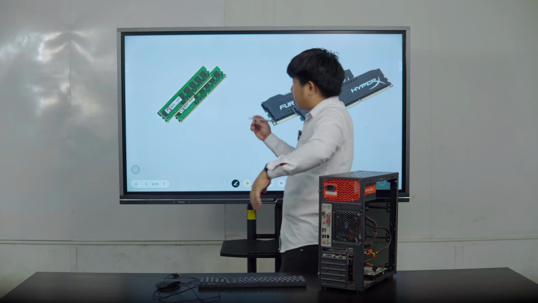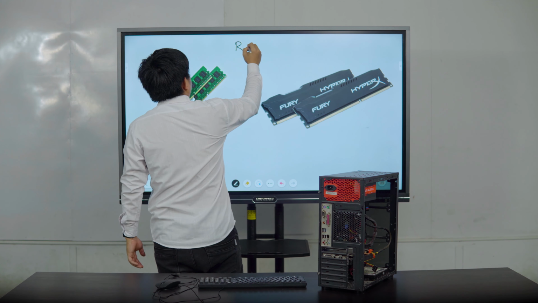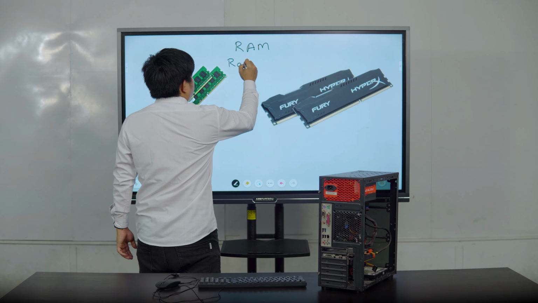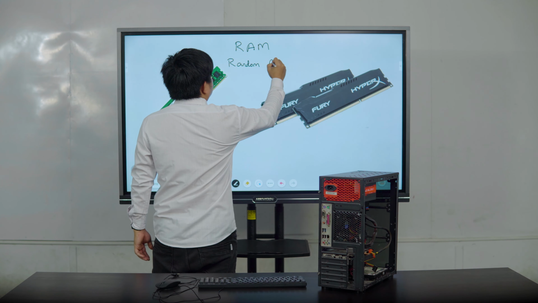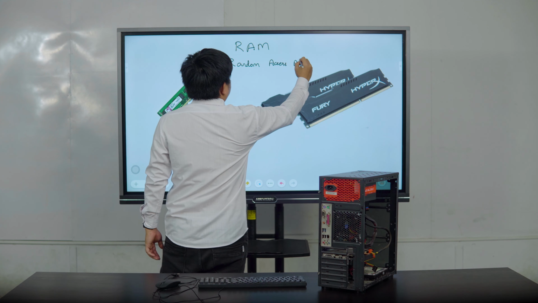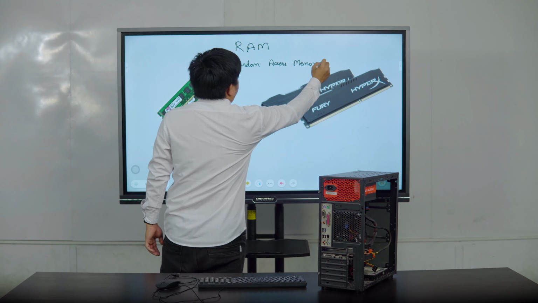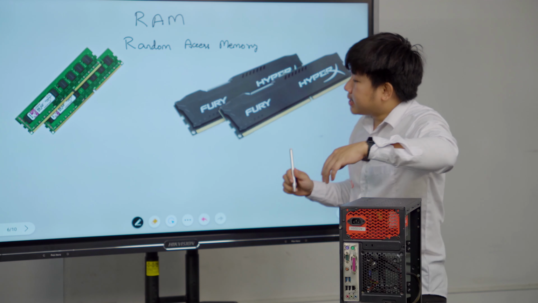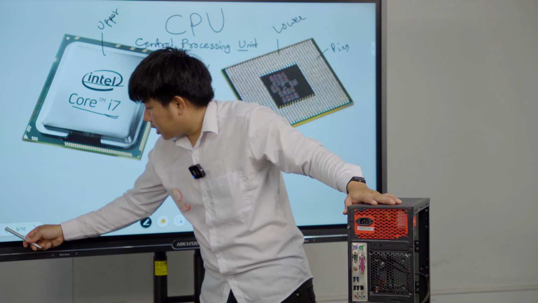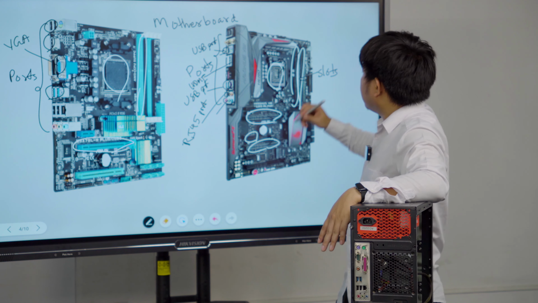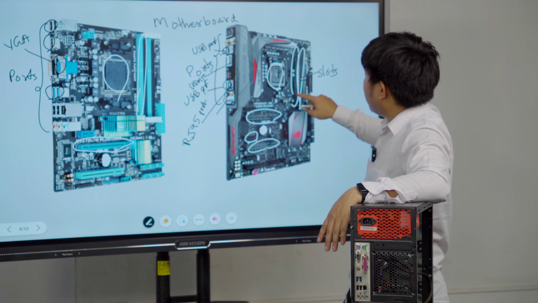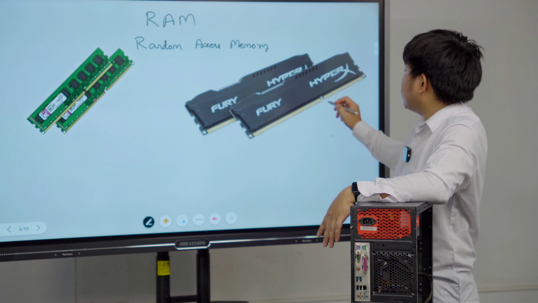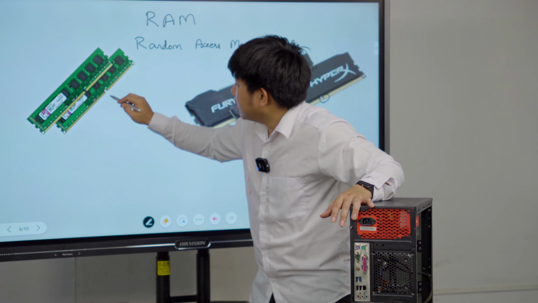So this is called RAM. The long form is Random Access Memory. Random access memory, when you look at the motherboard, here there's a slot. It's a very long one. Random access memory is also long, and you can see a little bump here.